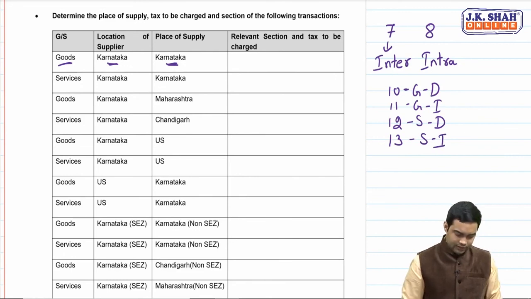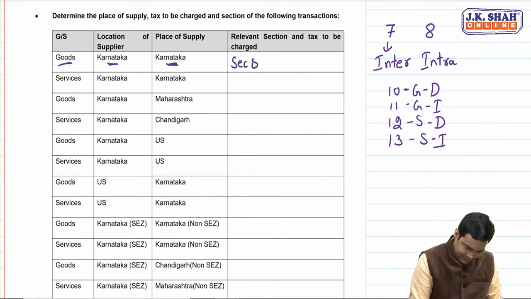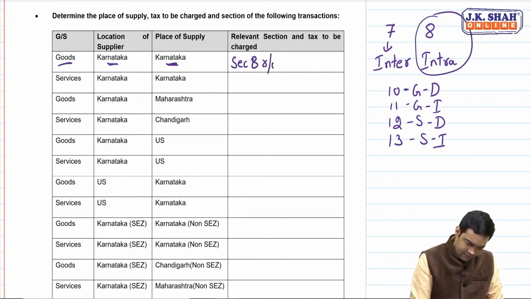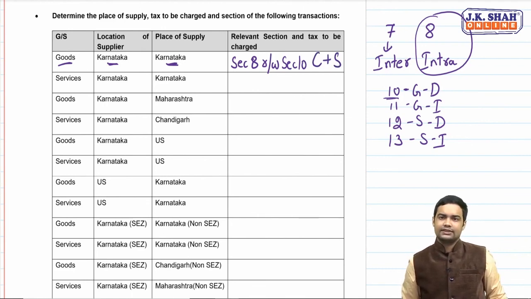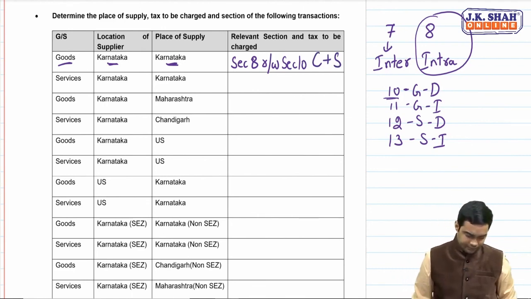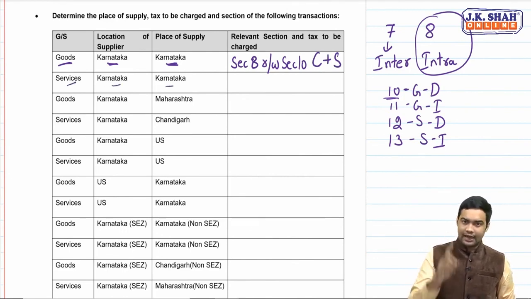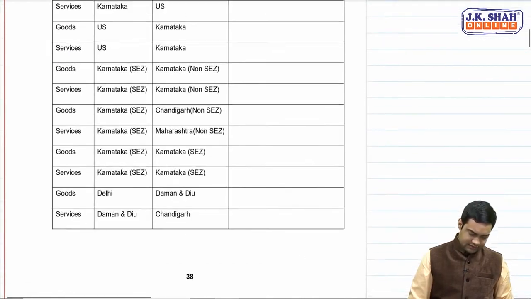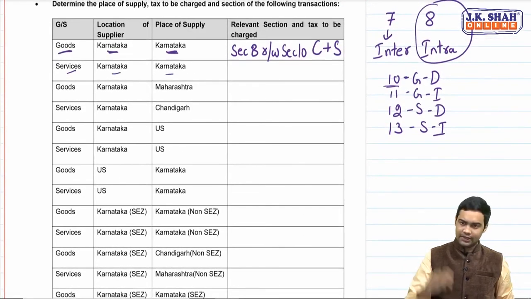So the first one will be section 8. Why? Because it is an intrastate supply. Read with section 10 because it's a domestic transaction. And what would be the type of tax? CGST plus SGST. Now, if you see the next one, services Karnataka, Karnataka. At this point of time, I want you to pause the video and solve all these cases. Once you solve it, you can again play it.